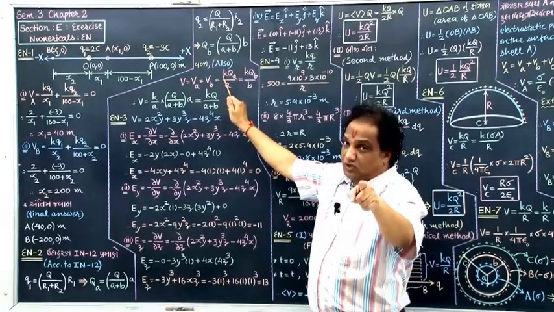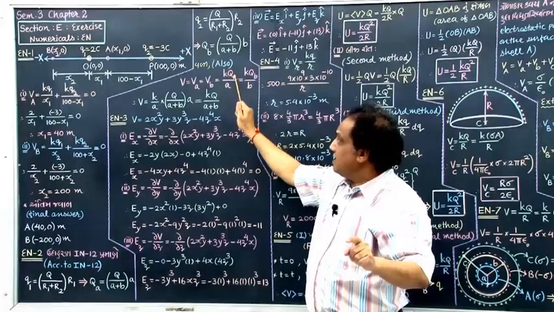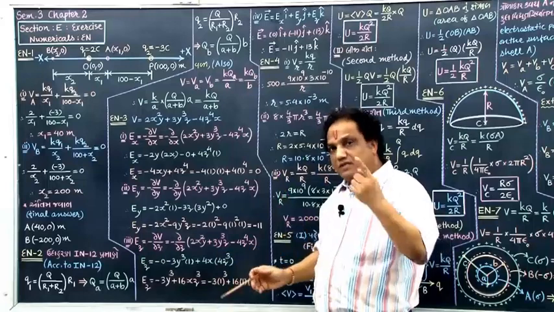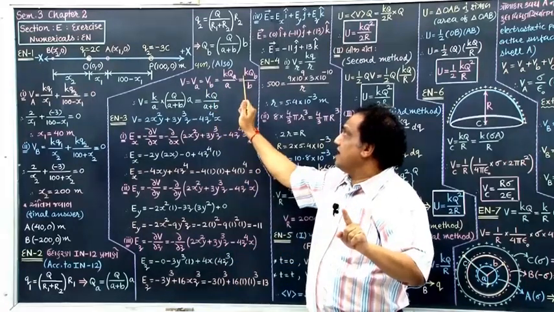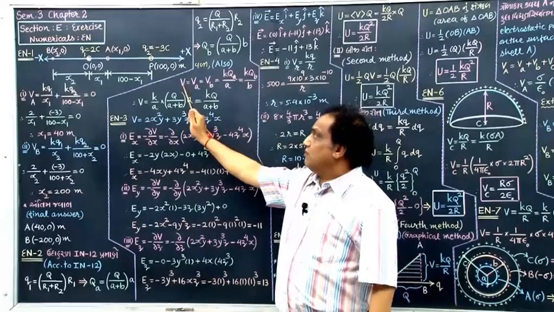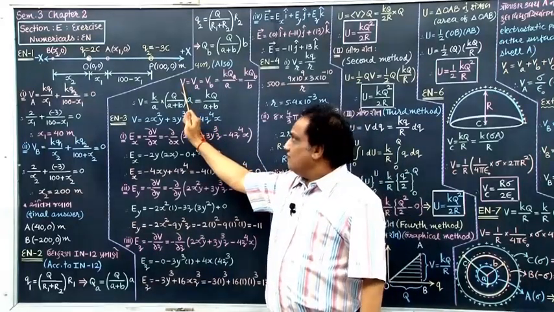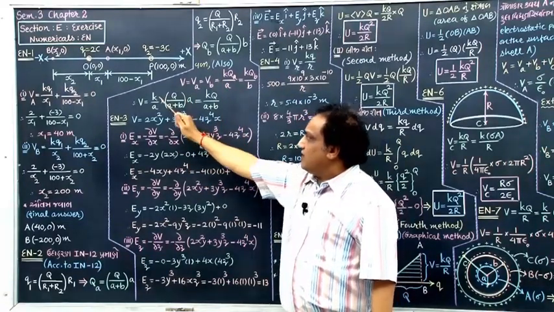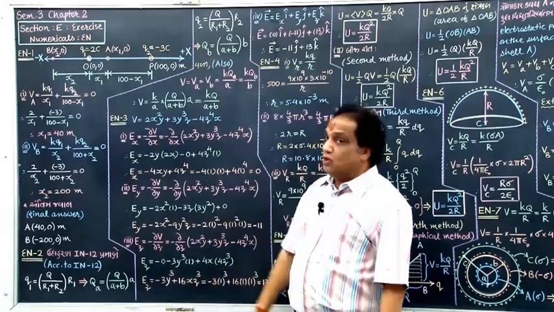K into charge on the surface of sphere A, which is QA, divided by the radius of sphere A, which is small a, correct? Similarly, what will be VB? It will be K into QB upon small b. Now we are asked to find out this common potential. Let us find out. V is K upon A, as it is, multiplied by QA.